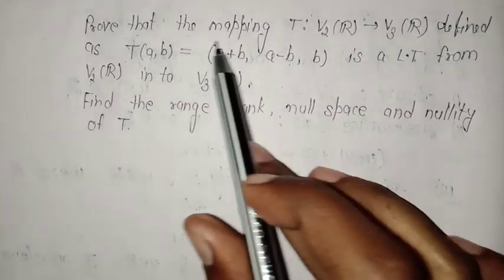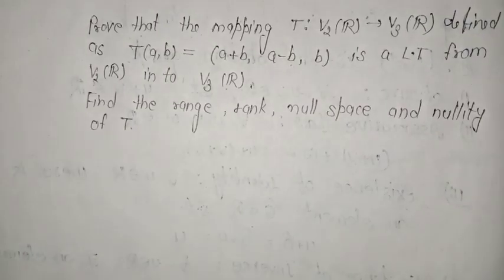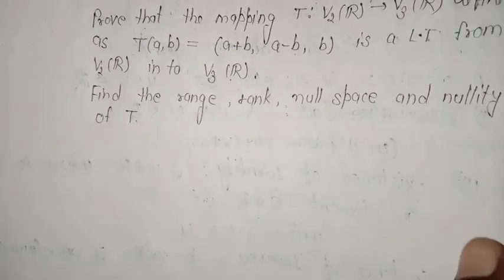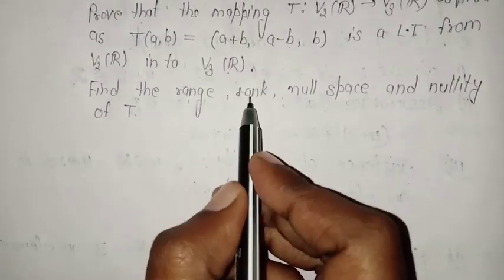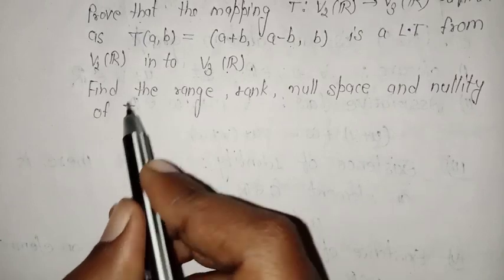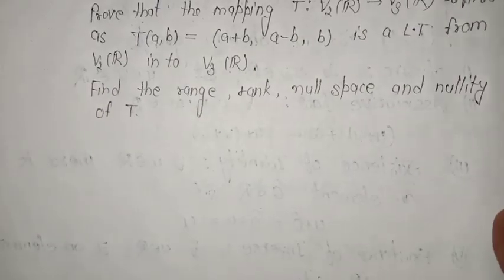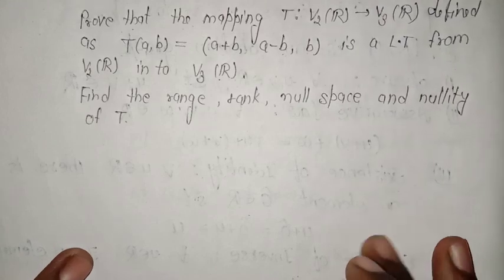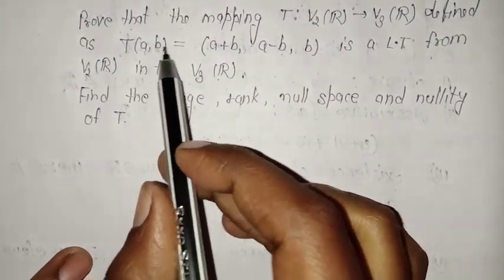So we have to prove that this forms a linear transformation, and that I have discussed in the previous lectures, so you can watch it there. Today I will try to find the range, rank, null space and nullity for this transformation T. So in order to find the range, we have to calculate the image of all the elements of V2 over R under the transformation T.